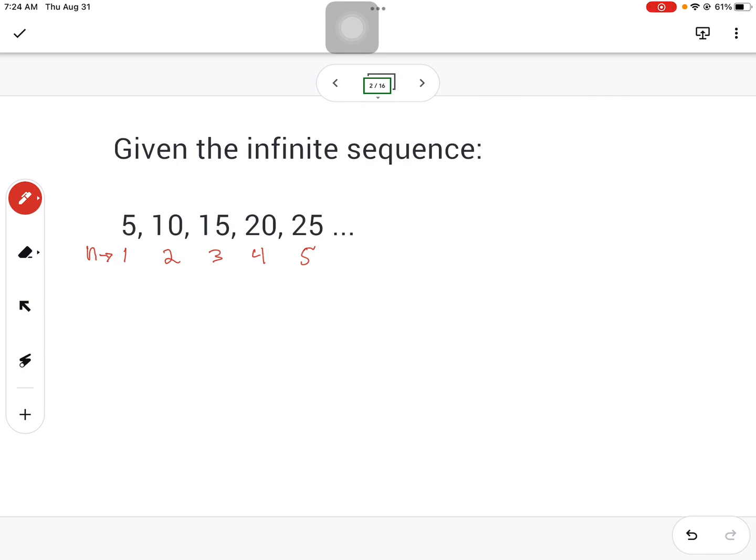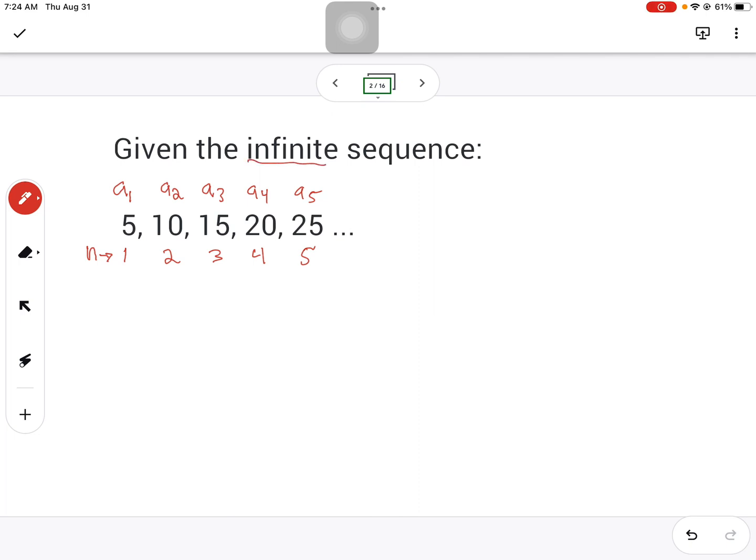5 is in our first position, so this would be A sub 1, where 1 is the position it's in. 10 would be referred to as A sub 2, where it's in position 2. 15 would be A sub 3, and so forth. So this would be A sub 4, A sub 5. All right, and this is an infinite sequence. It means it goes on forever.